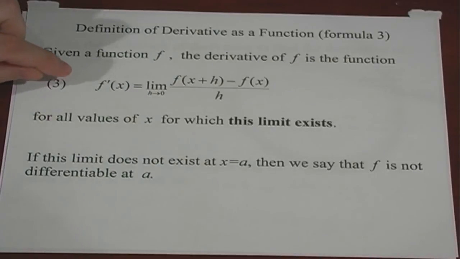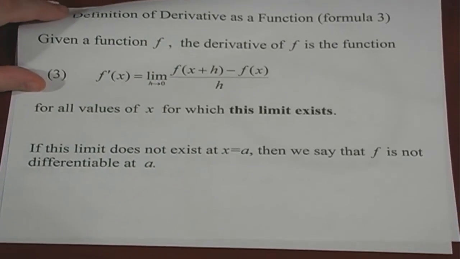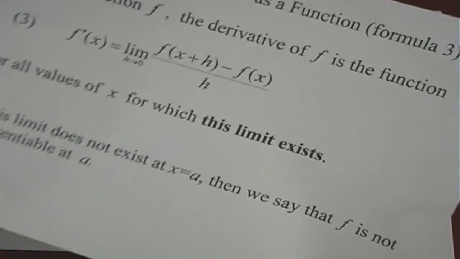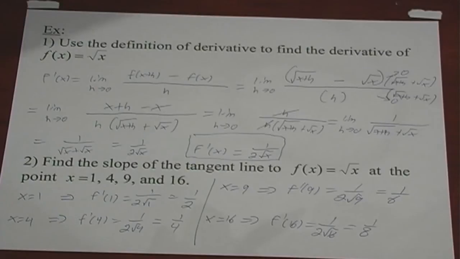It'll be a function. And the good thing about the function is it'll tell me the slope of the tangent line at any point I want afterwards by plugging in numbers. So again, instead of doing 100 long calculations using formula 1 and 2, you can use formula 3, do one long calculation, and find the slope of the tangent line at as many points as you want to find.